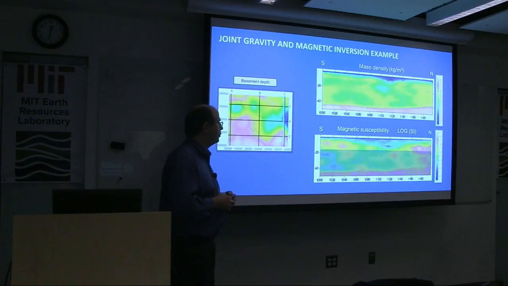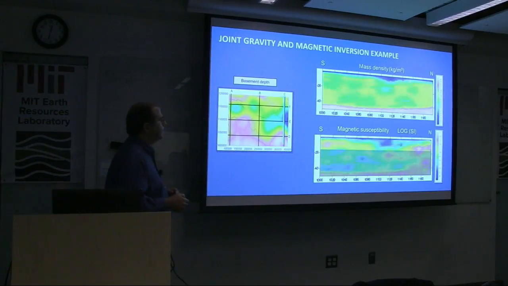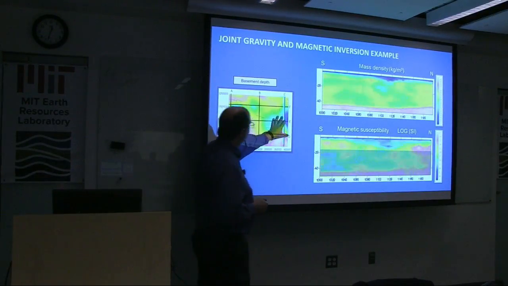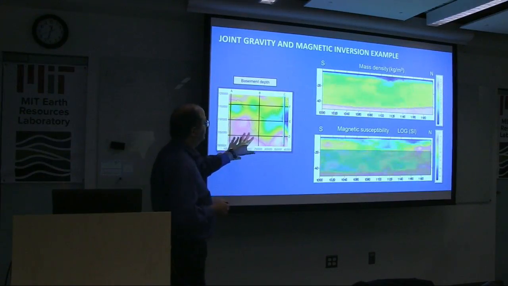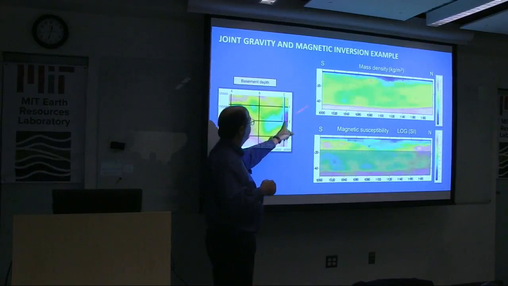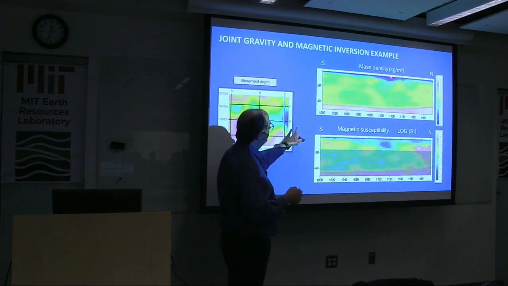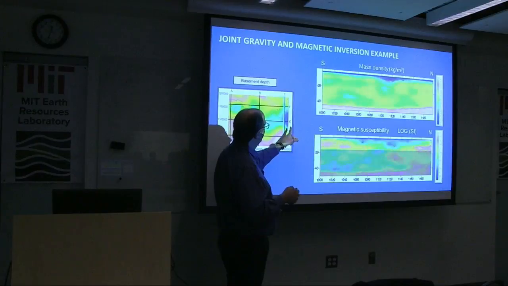I'm going to show this. This is the part where the sediments are deeper here. And this is the estimated value, the expected value of the basement depth. So we can see here that the basement is deeper, so that's why we have lower densities here.